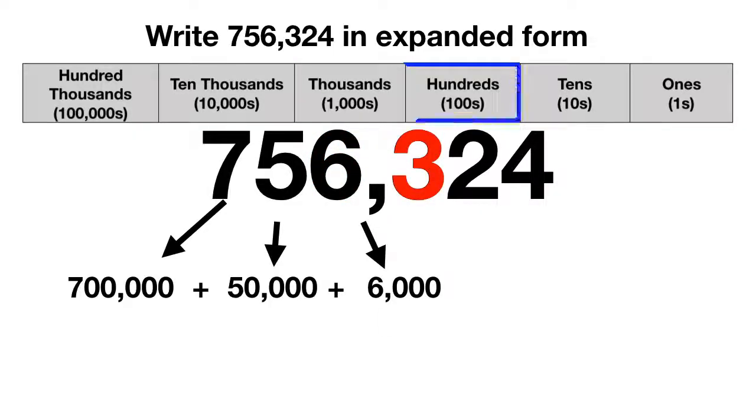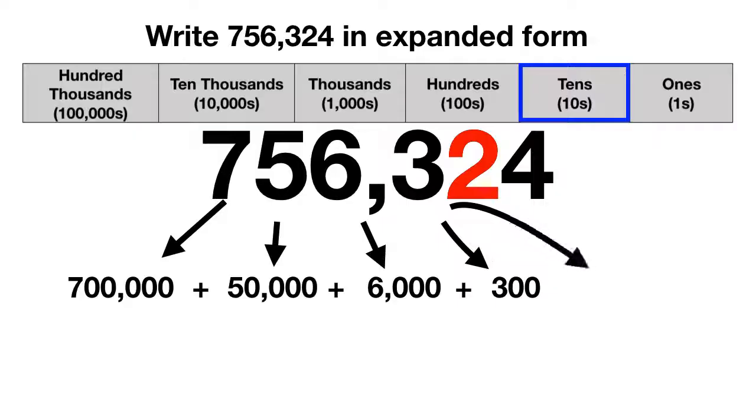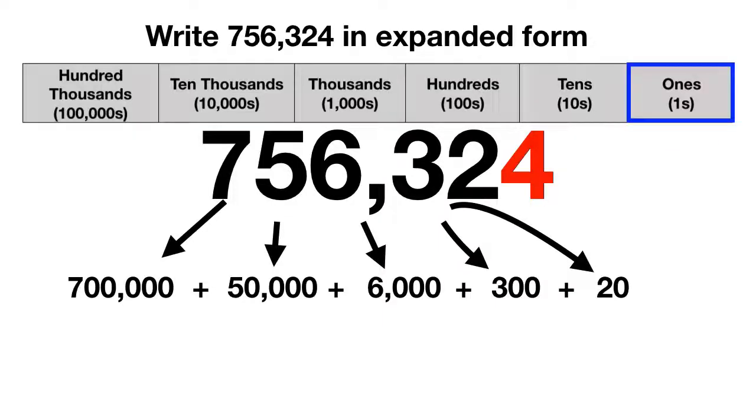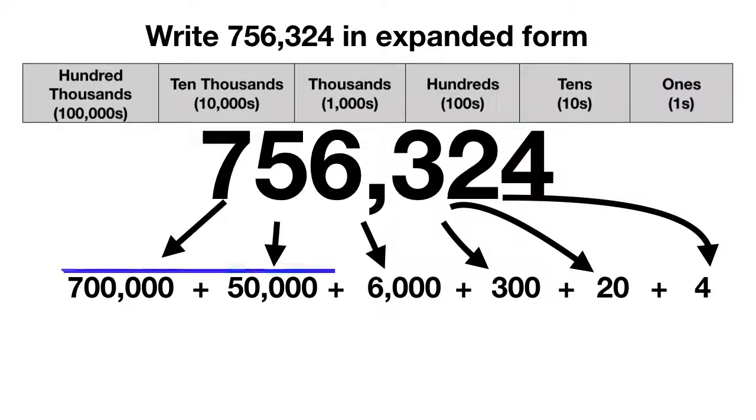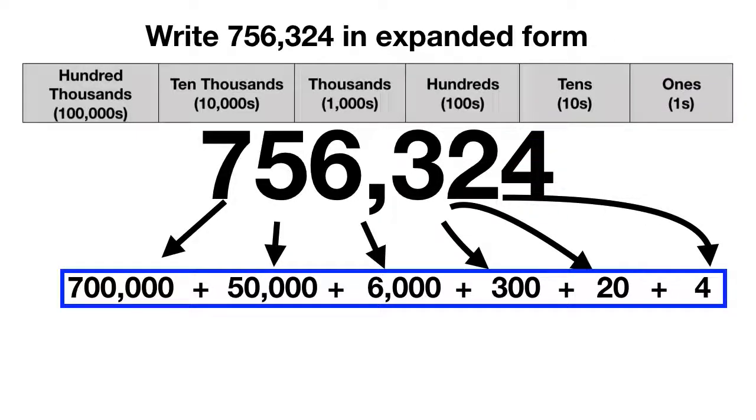The 3 is in the hundreds, so its value is 300. The 2 is in the tens. 2 tens is equal to 20. And finally, the 4 is in the ones. 4 ones is equal to 4. Here's one way of writing it in expanded form. What is the way I can expand this number even further?